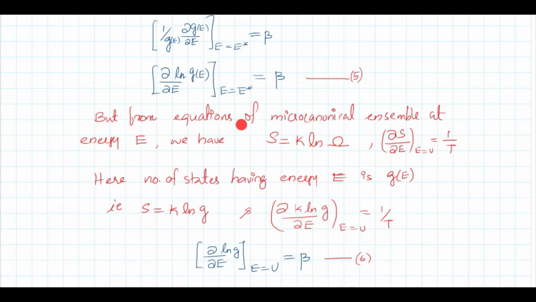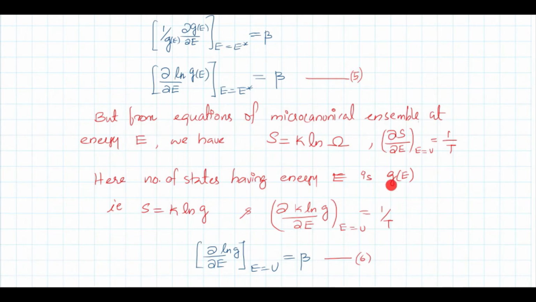But we have from the microcanonical ensemble, if a system is at an energy E, entropy is given by S equal to K log omega, where omega is the number of microstates at this energy value E. Also, ∂S/∂E, the partial derivative of entropy with respect to E at the average value of E, is equal to 1/T. These are the results from the microcanonical ensemble. And here the number of states having energy E is G of E.